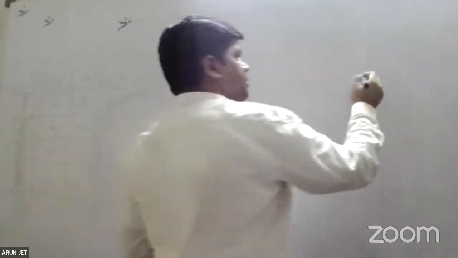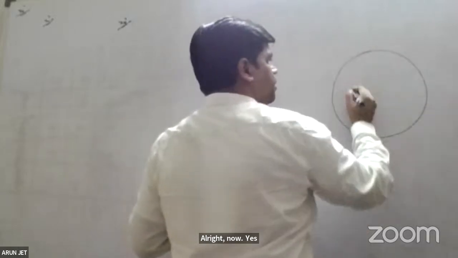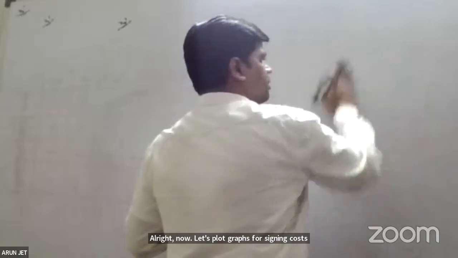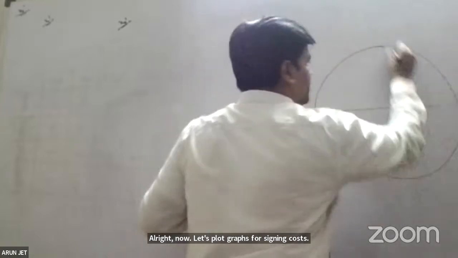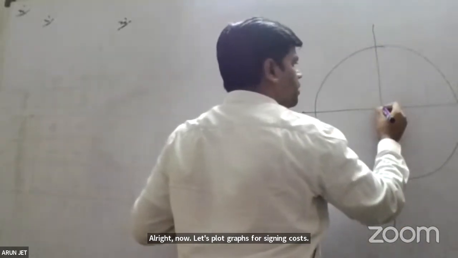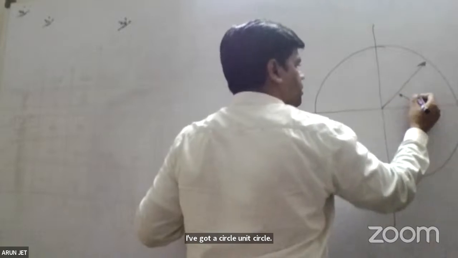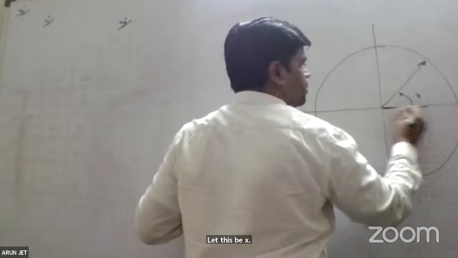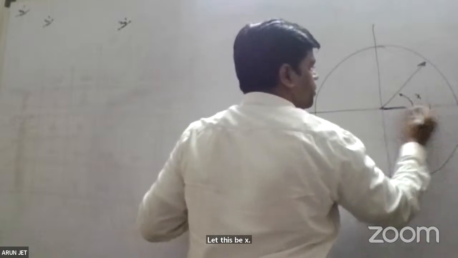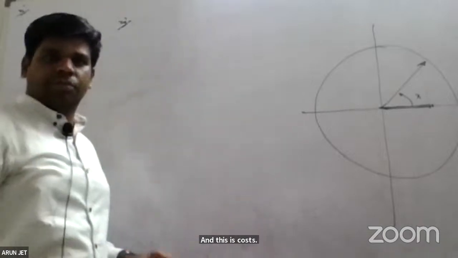All right. Now, let us plot graphs for sine and cos. I've got a circle, a unit circle. Let this be x, and this is cos. This projection is cos.